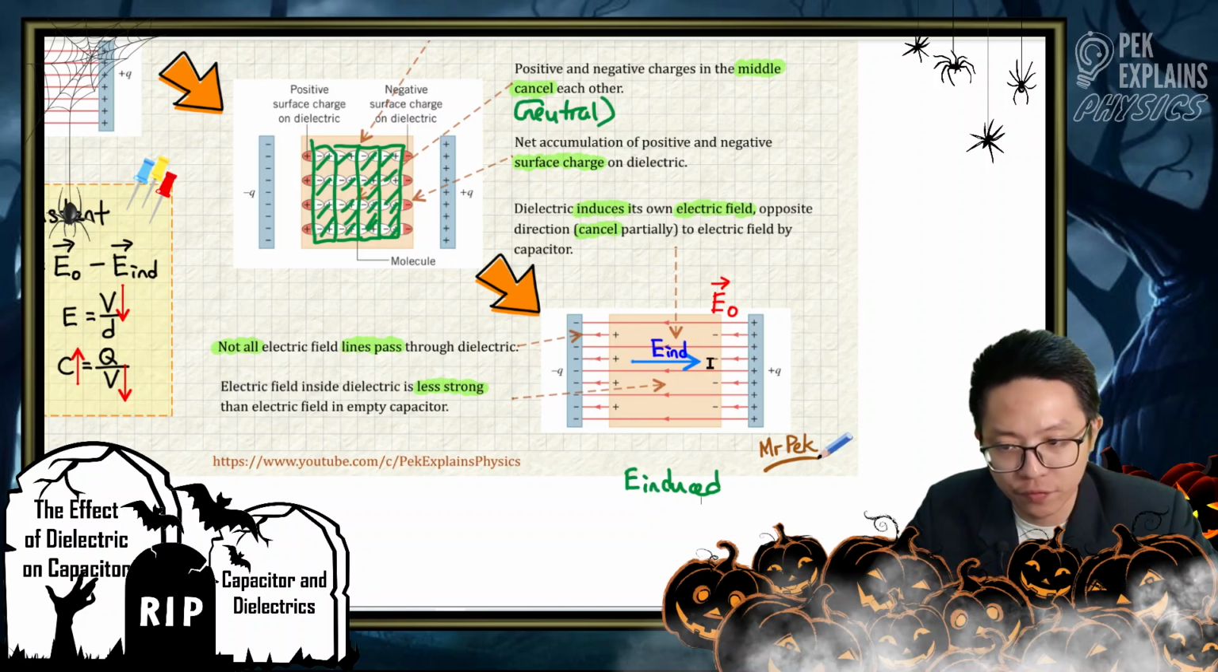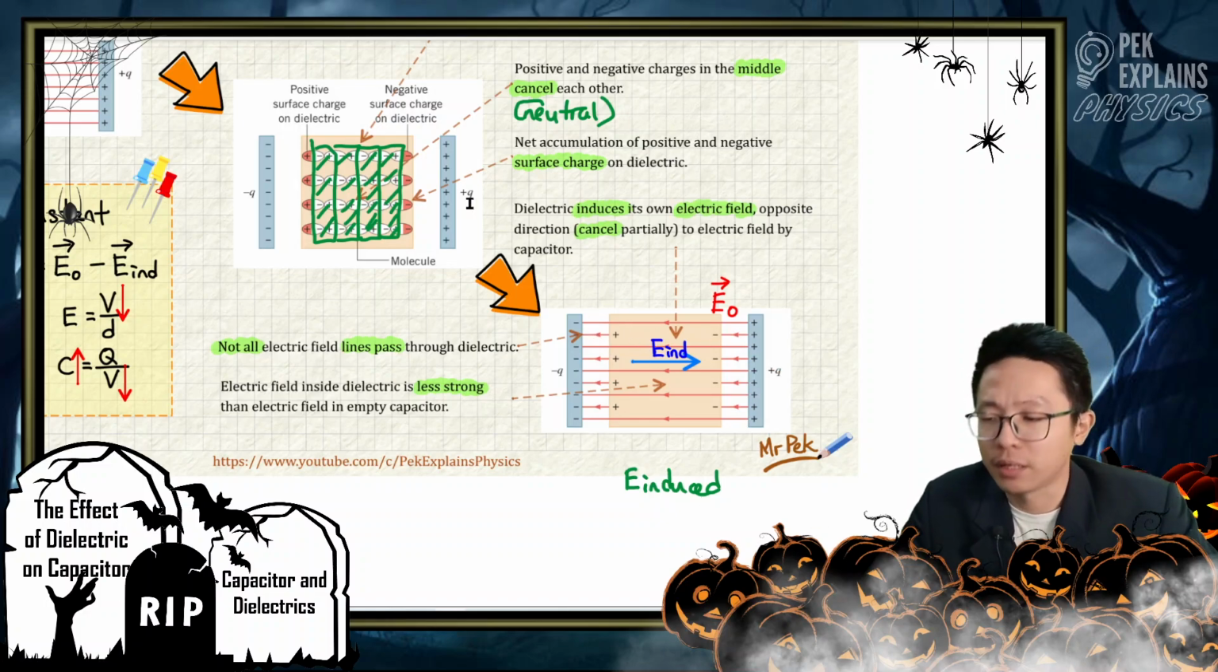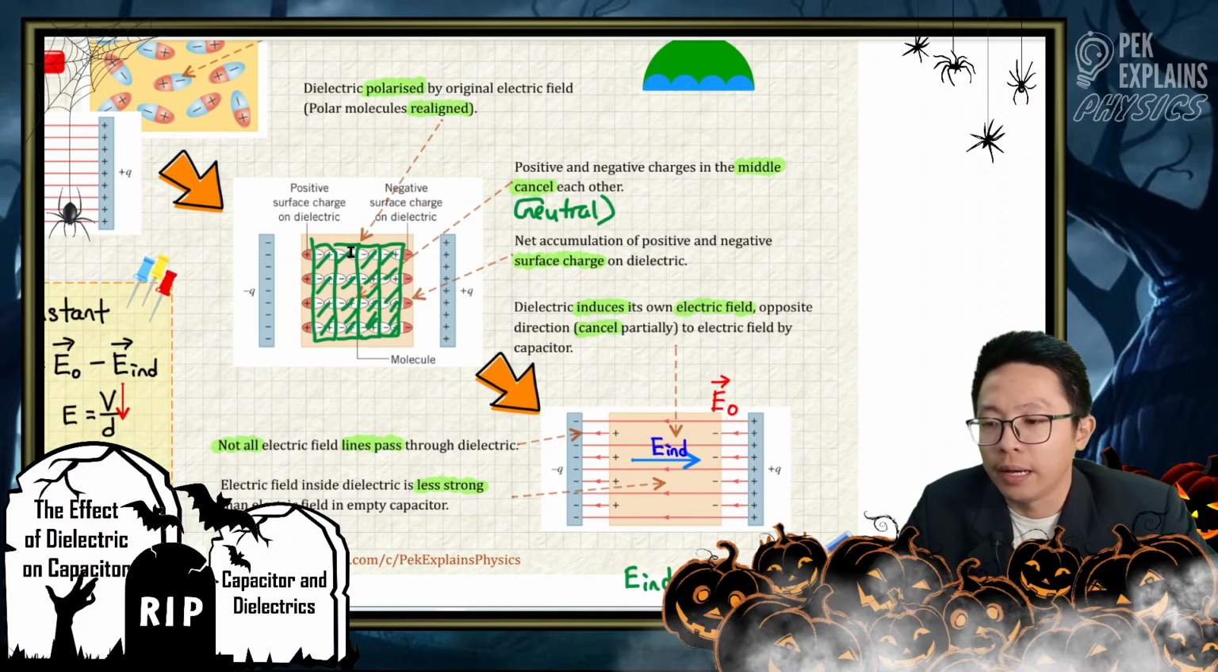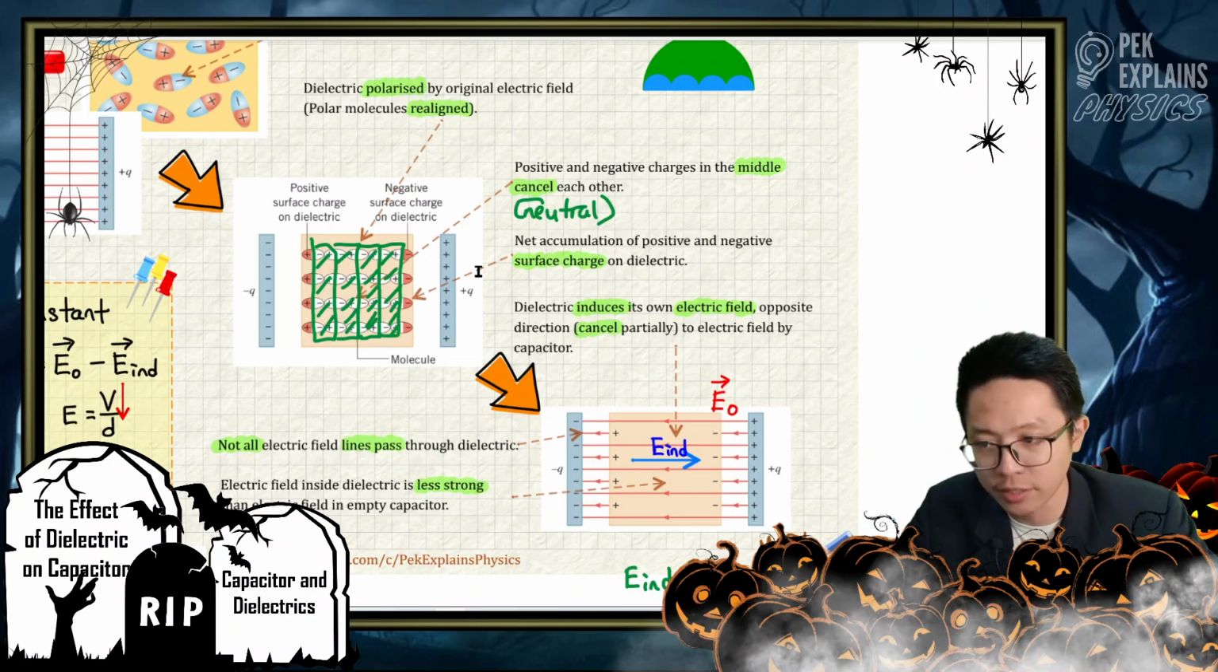And then this induced electric field is in the opposite direction to the original electric field by the capacitor. Why is it in the opposite direction? Because if you look at here, for the capacitor, the positive plate is at the right hand side, but for the dielectric, the positive end is at the left hand side. So it's like positive to negative, and this one is from positive to negative at the opposite side. That's why the electric field is in the opposite direction.